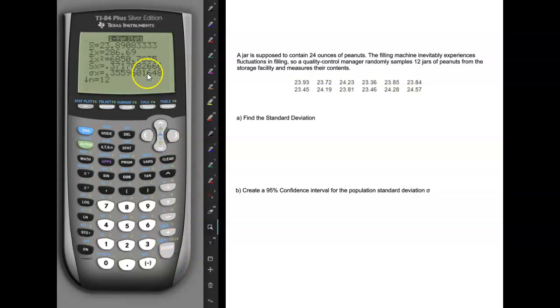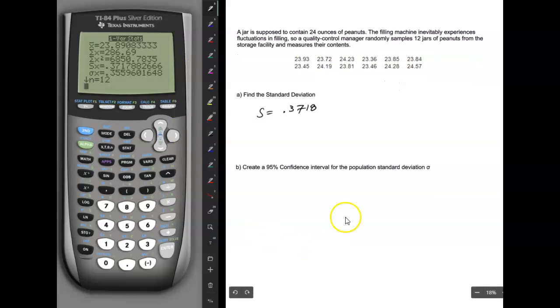So if we calculate that, since this was given from a sample, we're going to be looking at S. So we have that S is equal to 0.3718. All right, so now that we have the standard deviation for the sample, what we want to do is use that to construct a confidence interval for the population standard deviation.